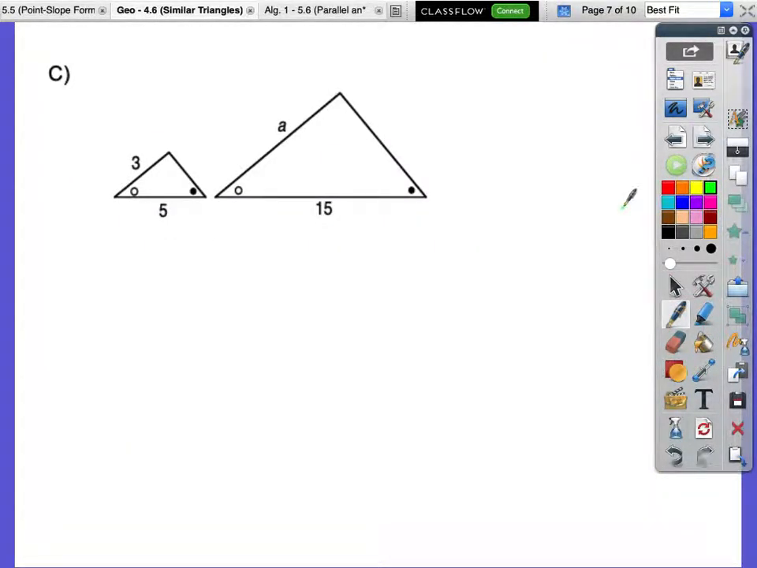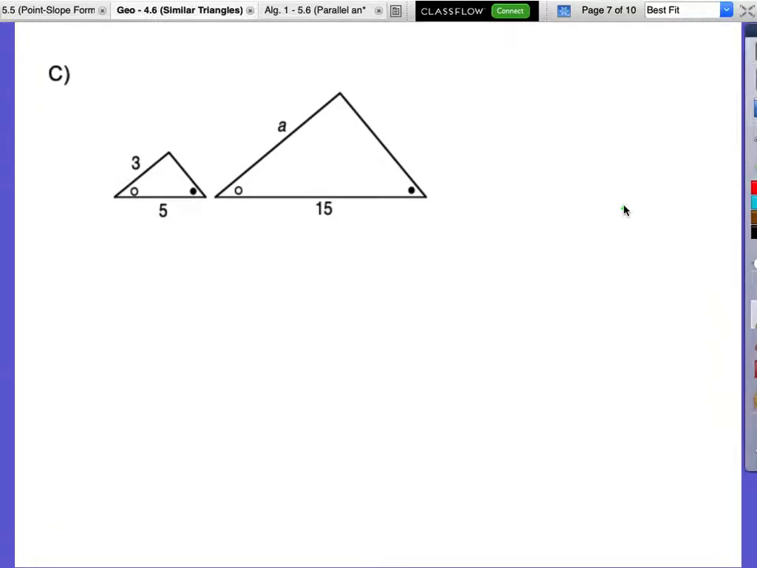Okay? Hey, voices off. Let's try another one real quick. Let's do letter C. Let's do letter C by ourselves. Let's do an independent practice. I think that's a good idea. Once again, matching dots means they are congruent angles. So work on C by yourself.